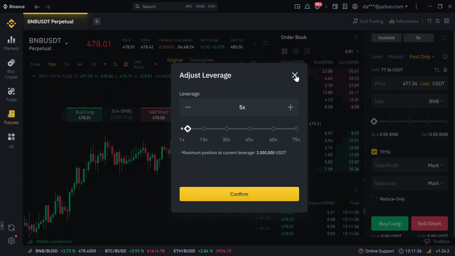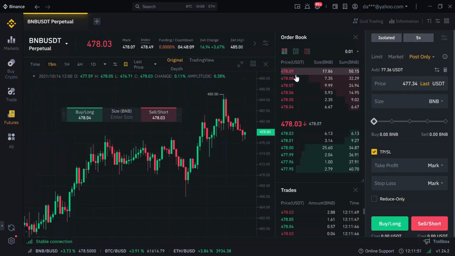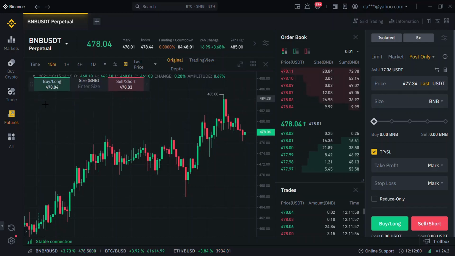This is not financial advice, of course, but for risk management purposes, don't go more than 5x. Like I said, if you are risking $100 and you are using 5x, if BNB moves 10%, that is 5 times 10, that is 500. All right, I hope you understand that too. So leverage just increases your size.